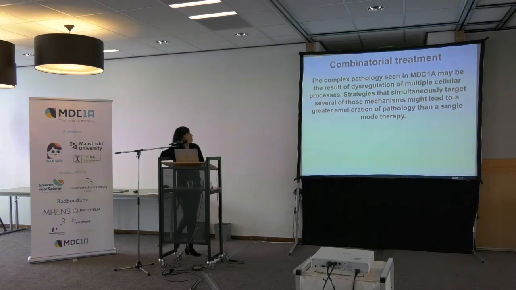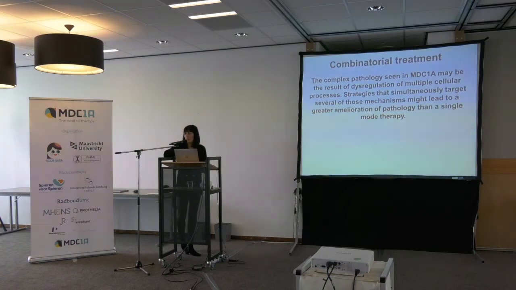And lastly, I also want to mention combinatorial treatment, because when laminin alpha-2 chain is missing, there is a very complex pathology. That could actually be the result of a dysregulation of multiple cellular processes. And maybe strategies that target these different processes at the same time could have a better effect than targeting only one cellular defect, so to say.